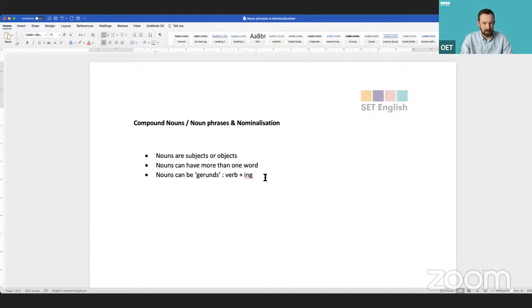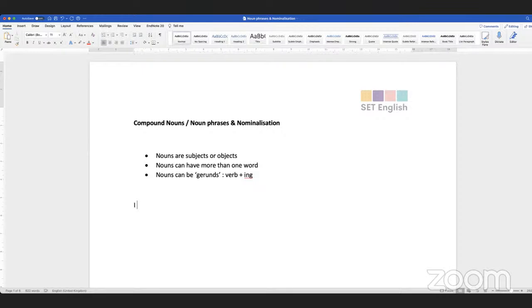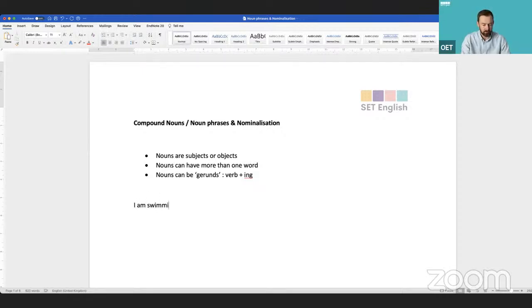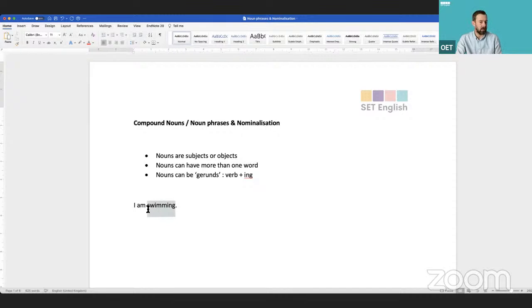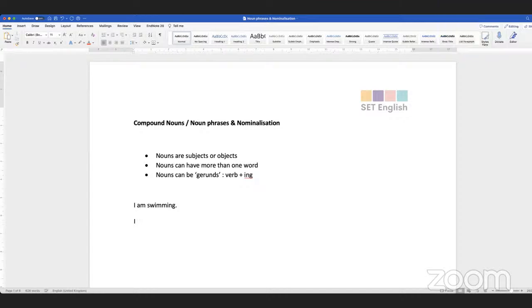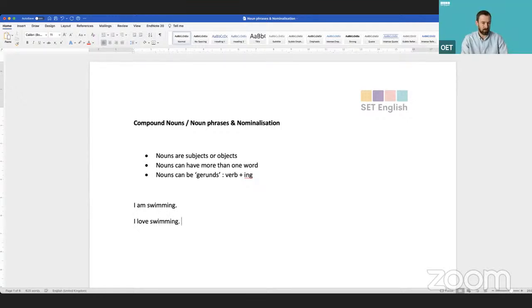So when we think about it, I could say, I am swimming. Now, swimming there is ing, isn't it? But that's a verb, isn't it? Because we've got a subject and then a verb. But how can you turn this into a gerund, guys? Swimming. My good hobby. I like swimming. I love swimming.